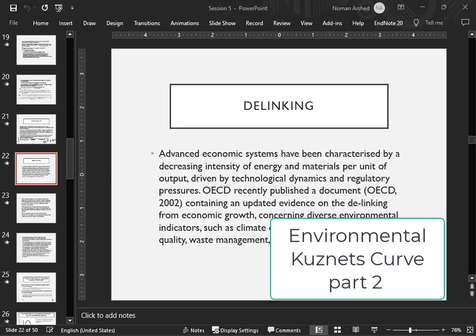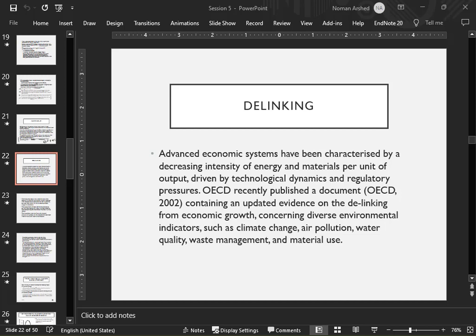Okay, welcome today. We are starting the second session of environmental Kuznets curve that we already discussed in the previous class. So we will continue our topic. In the previous class, we talked about what are the issues that the world is facing, that the global world is warming up, it is heating up, and the resources are being diminished, and the countries are substituting from the natural resources to other resources.